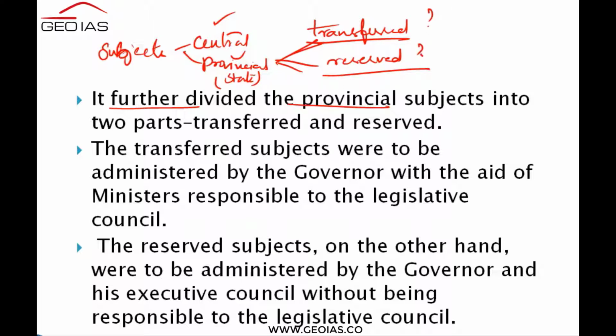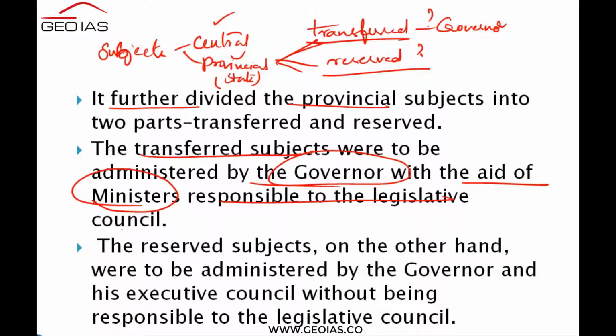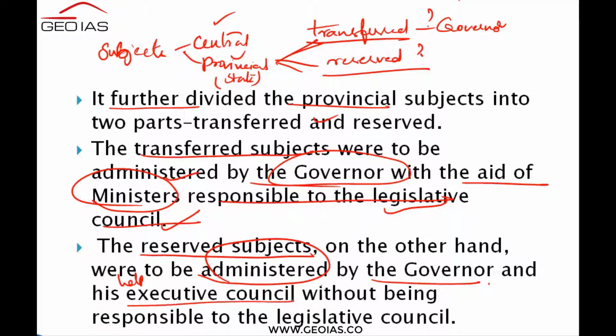Transferred subjects were to be administered by the governor. These were administered by the governor, meaning ruled by the governor, with the aid, meaning help, of ministers responsible to the legislative councils. So by taking help from these legislative council members, the ministers, the governor can make laws on these transferred subjects. And the reserved subjects, on the other hand, were also administered by the governor, but he takes help from the executive council without being responsible to the legislative council.